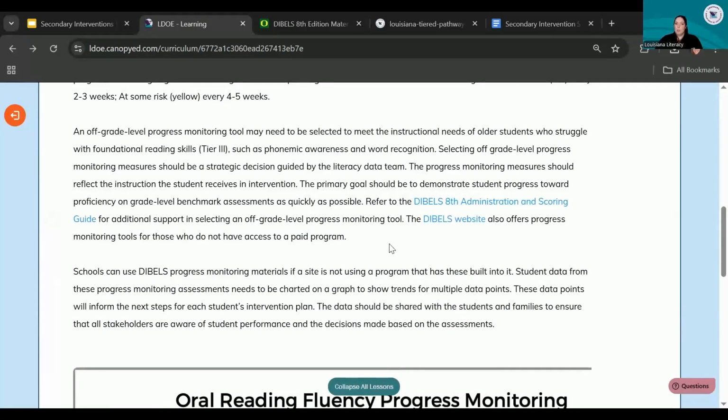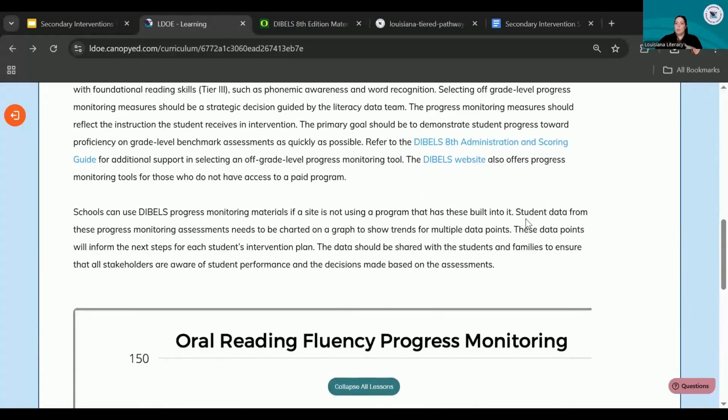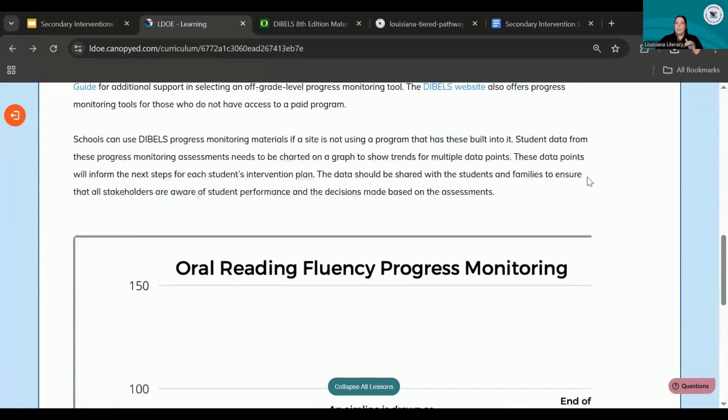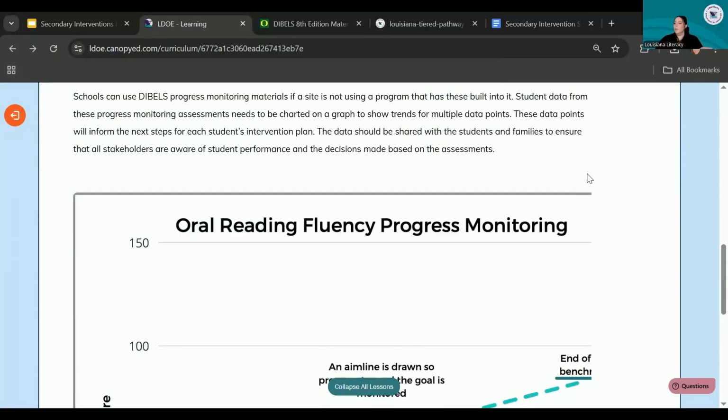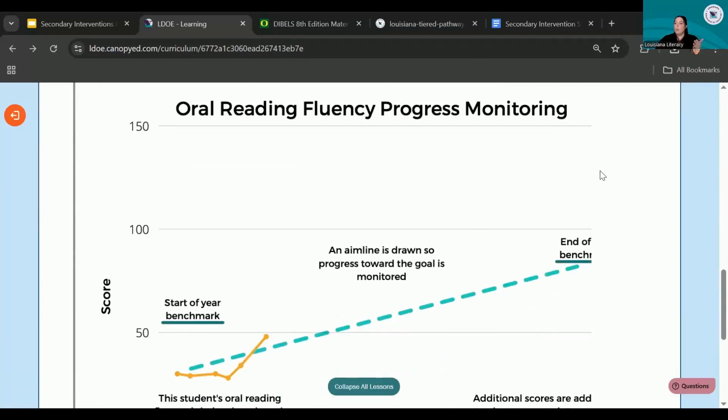You can use the DIBELS progress monitoring if you're not using the program already, and that data that you get from whatever progress monitoring measure you're using should be graphed. Some programs might already have this embedded into what you are doing. If not, you can make an Excel spreadsheet and it'll plot the graphs for you. If you're not super great with Excel, neither am I. I feel like every time I have to use Excel, I have to Google how to put in different functions. They are all over the internet.